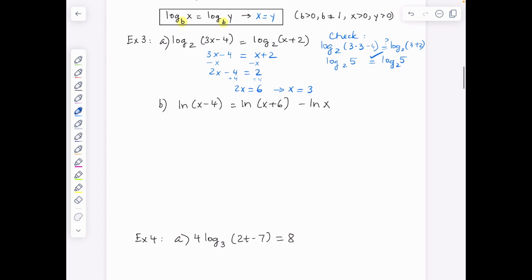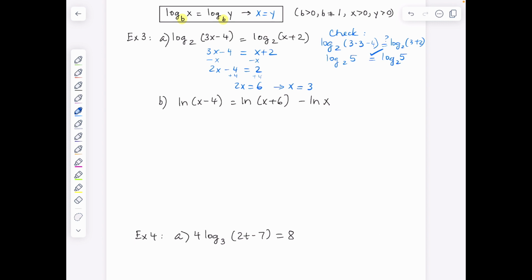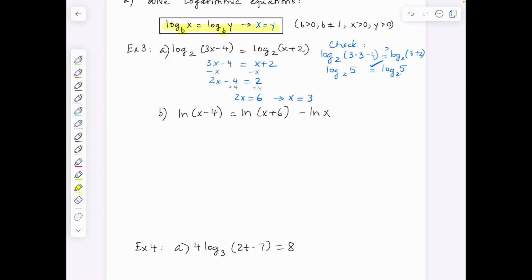Example B. This time we have 3 logs. The natural log of x minus 4 equals the natural log of x plus 6 minus the natural log of x. So we can't use this equivalence property unless we have one single log on the left and one single log on the right. Right now we have 2 logs on the right and 1 log on the left. So I would like to merge these two as one single log, which we learned how to do in the previous section. Then we can use the equivalence property.